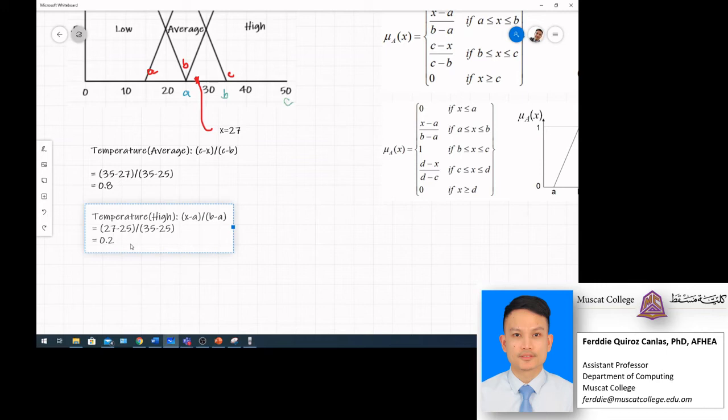0.2 high, meaning if you analyze these values you computed, our X, which is 27, is 80% average and 20% high. If you add the two, it should give you 1, right? It should give you 1. So 80% goes to the average and 20% goes to the high. So this is how we interpret this.